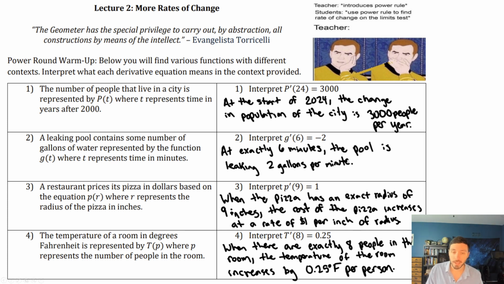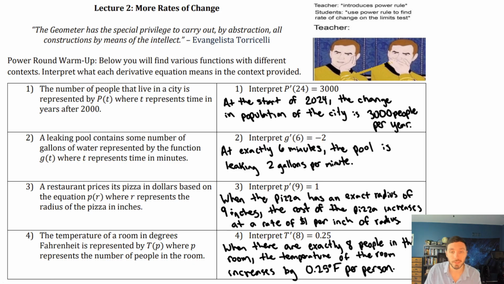This is interpreted as: when the pizza has an exact radius of 9 inches, so the input was radius, the cost of the pizza increases at a rate of $1 per inch of the radius. So my assumption here would be, as you get further and further out, your area would get larger and larger in a quadratic way, pi r squared. So maybe if the pizza was going from 10 inches to whatever, just the rate at 10 would be maybe a little bit more money because that's more area. That's sort of the interpretation here.